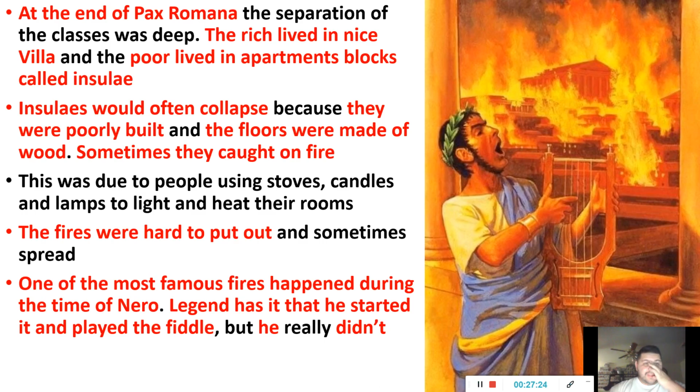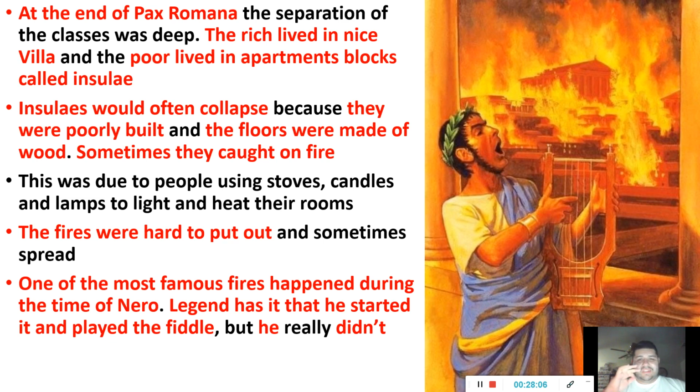All right, so here's the thing. At the end of Pax Romana, this is where things started to get really, really bad. Because, again, Pax Romana focused on not only listening to the rich, but also helping the poor. And that became less and less. So it got to the point where the separation between rich and poor was so massive that the rich were living in these nice villas, beautiful homes, big, luxurious, while the poor lived in these apartment blocks called insulae.